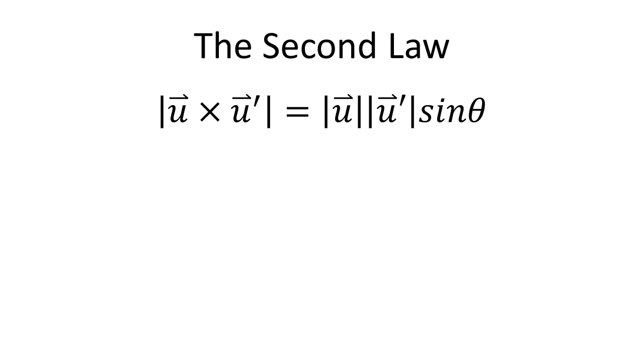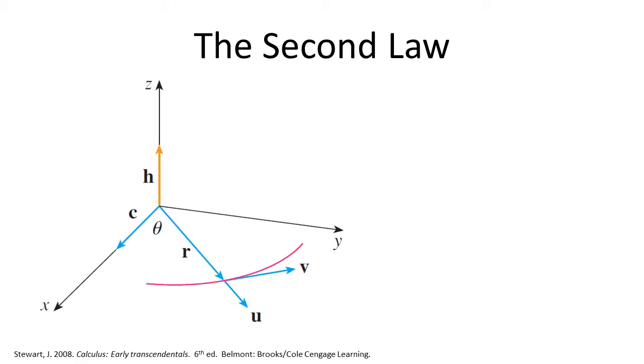The magnitude of u cross u prime is defined as the magnitude of u times the magnitude of u prime times the sine of the angle between the two vectors. The magnitude of u is 1, the magnitude of u prime is d theta by dt, and because u and u prime are perpendicular, the sine of the angle is 1. This gives only the magnitude of the cross product.